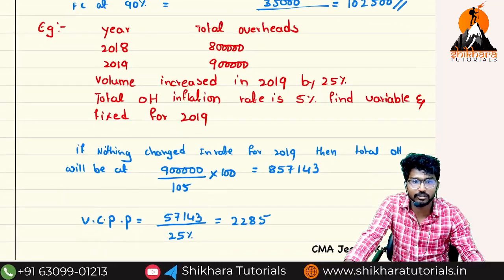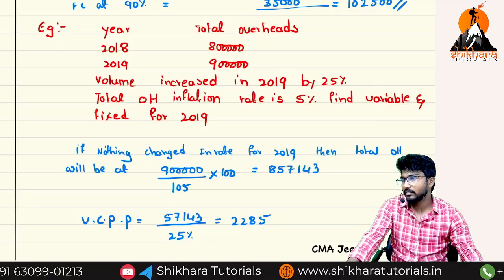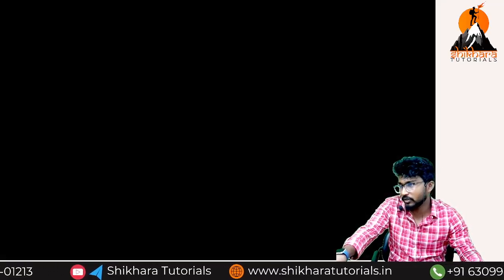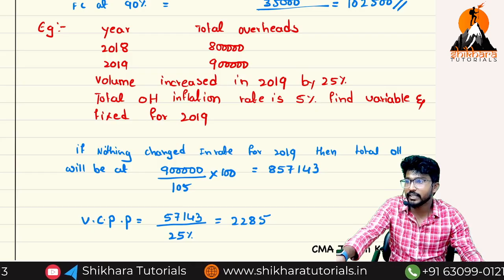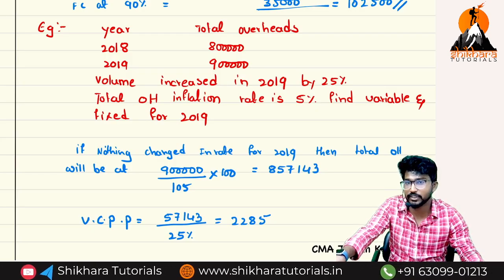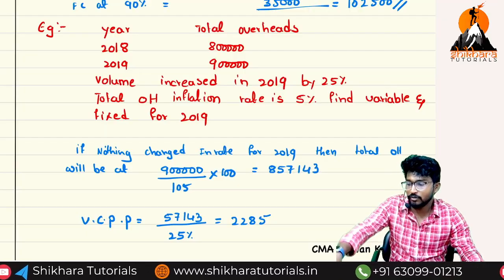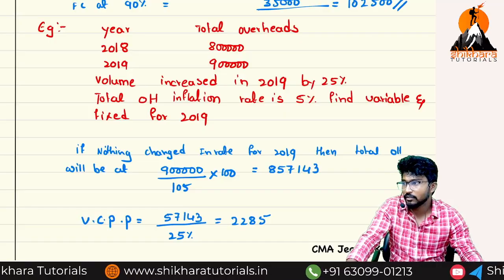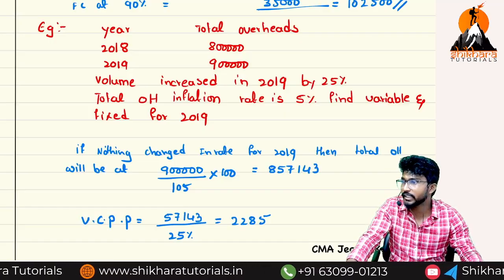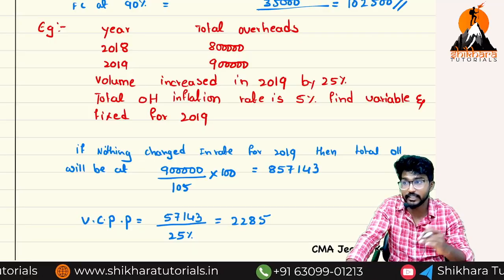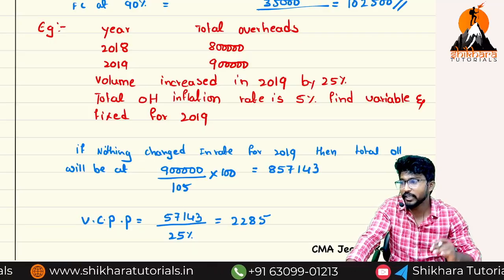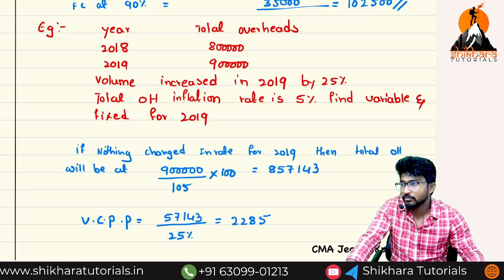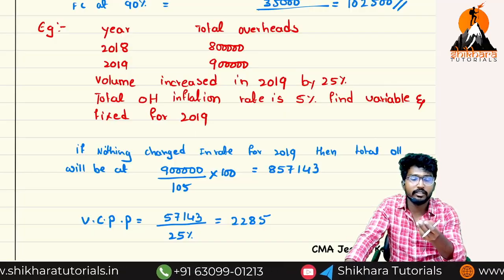Any doubts regarding this question? First, we calculated which one? Variable cost per unit by making the rate constant at 100 rupees. Now the rate is changed by 5%. In 2018 the rate is 100%. In 2019 the rate is 105%. The rate is increased by 5%. Now I am making 2019 also 100%.